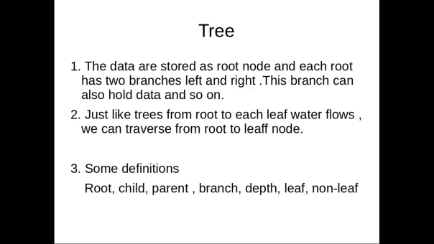Example, the real life tree: as water flows from root to leaf, similarly we can traverse from root to leaf node. There are several techniques to traverse from root to leaf node, and they are called tree traversal. There are three types: in-order, pre-order, and post-order.